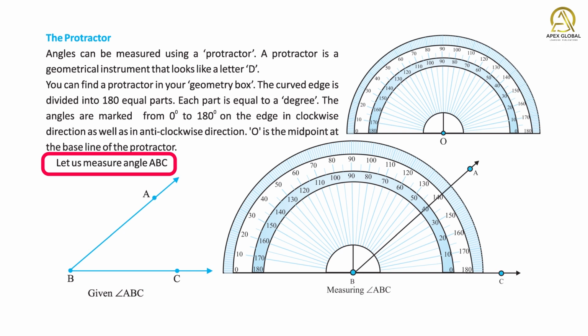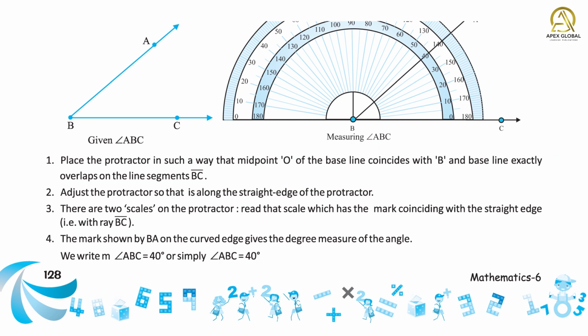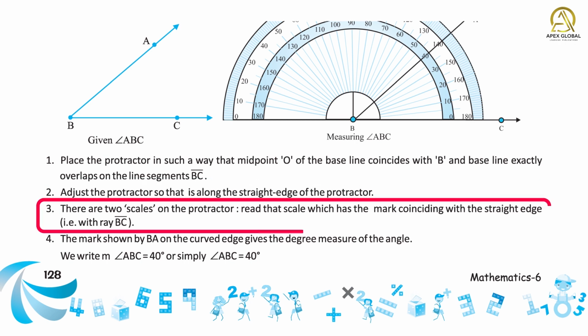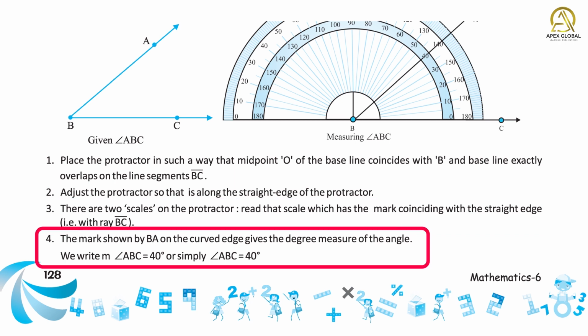Let us measure angle ABC. 1. Place the protractor in such a way that the midpoint O of the base line coincides with B and the base line exactly overlaps the line segment BC. Second, adjust the protractor so that it is along the straight edge of the protractor. Third, there are 2 scales on the protractor. Read that scale which has the mark coinciding with the straight edge with ray BC. Fourth, the mark shown by BA on the curved edge gives the degree measure of the angle. We write m angle ABC equals 40 degrees, or simply angle ABC equals 40 degrees.